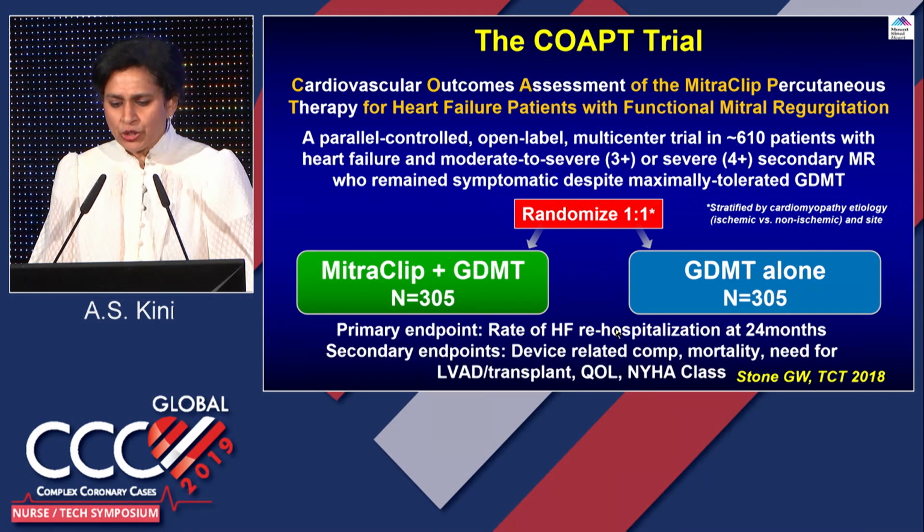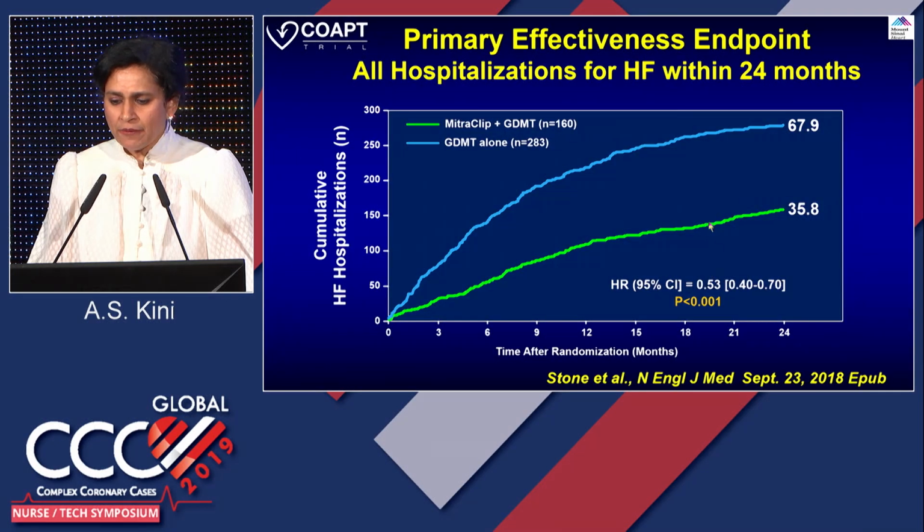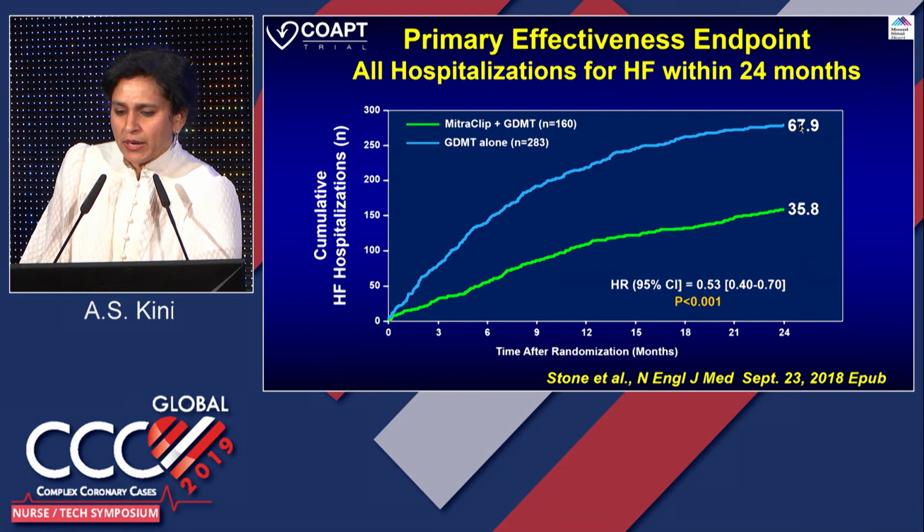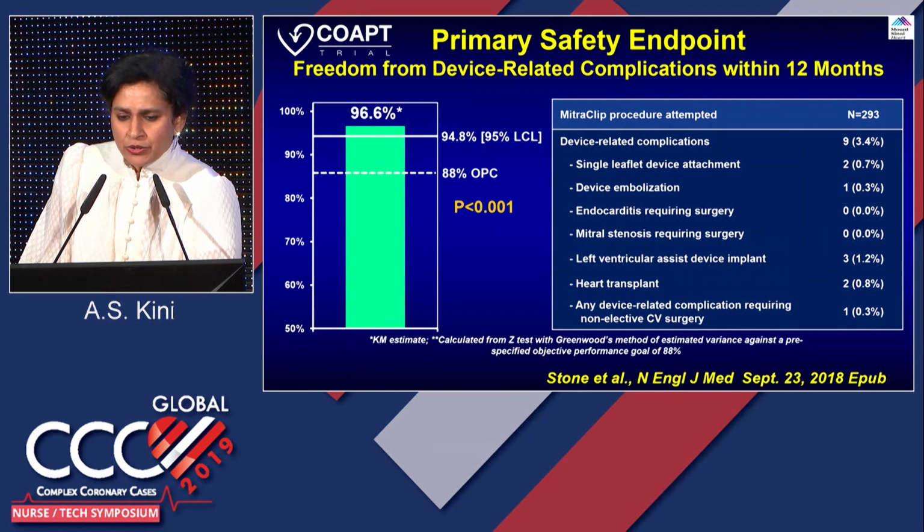And what did it show? They looked at the primary endpoint of rehospitalization at 24 months and also mortality. It showed a big difference in here. So the composite endpoint you see here, this is patients with the clip, and this is guided medical therapy, close to 50% reduction, showing that clip therapy on patients who have good medical therapy is essential in this case, for these patients.